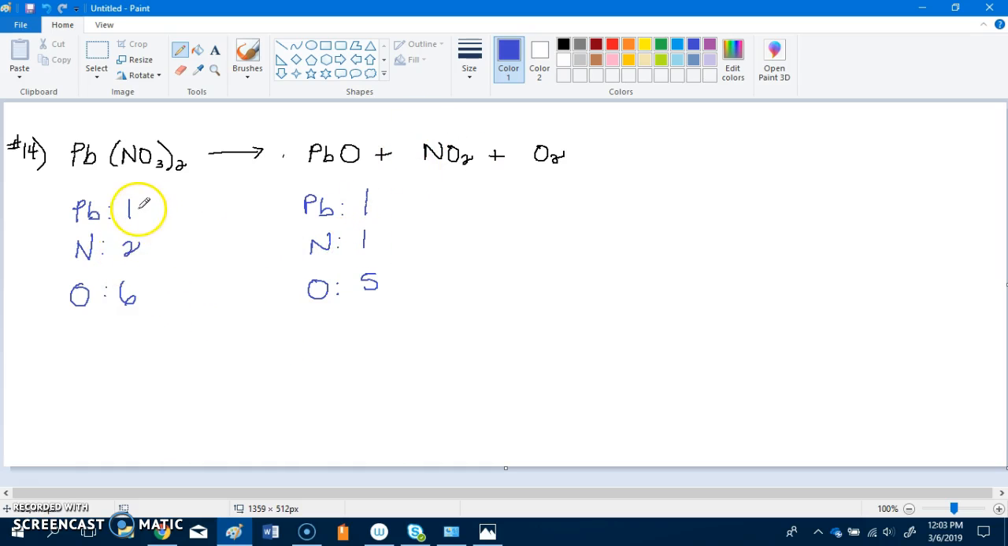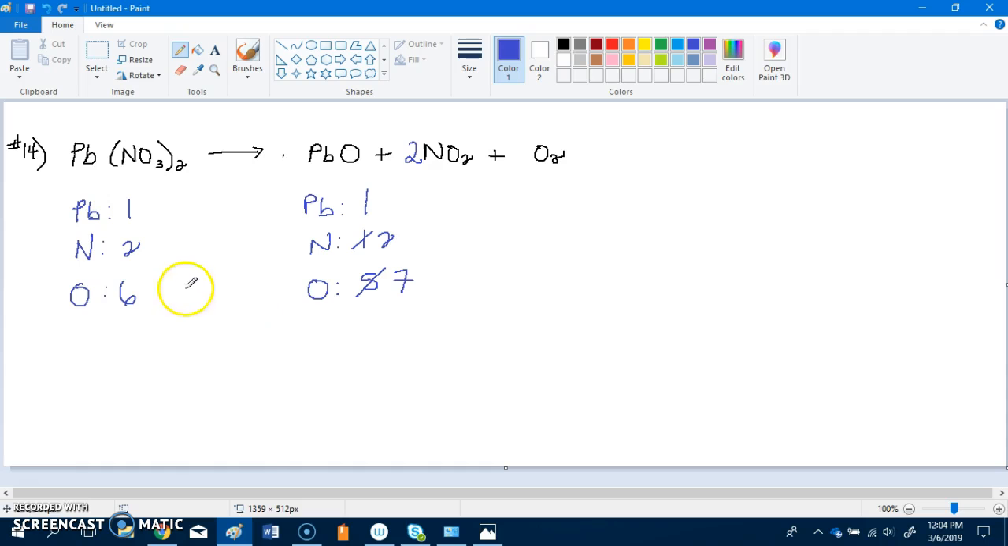My leads are balanced, so I'm going to go ahead and balance my nitrogen. So I'm going to put a 2 here. This balances that nitrogen. Now I'll have 4 oxygens plus 2 give me 6, plus 1 will give me 7 oxygens altogether. And this is the part that then becomes challenging, because now I need to balance my oxygens on both sides. They're the only ones that aren't balanced now. And as you can see, I have 7 over on the product side and only 6 on the reactant side.